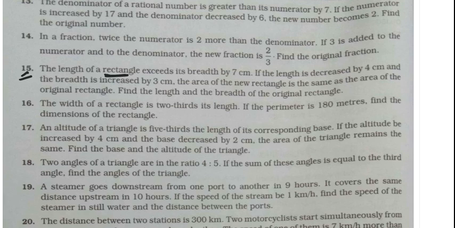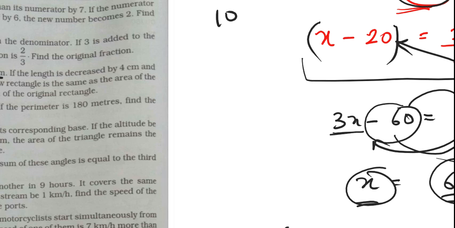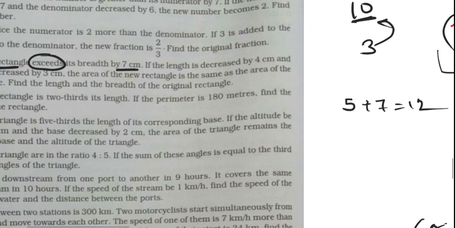Our question number 15 is related to the concept of a rectangle. The length of the rectangle exceeds its breadth by 7 centimeters. What is the meaning of exceed? It means that the length is more than the breadth by 7 centimeters. I will give you an example. If the length is 10 centimeters and the breadth is 3 centimeters, the length is 7 more than the breadth, or if the breadth is 5, the length is 12. Okay, clear? You got the idea?